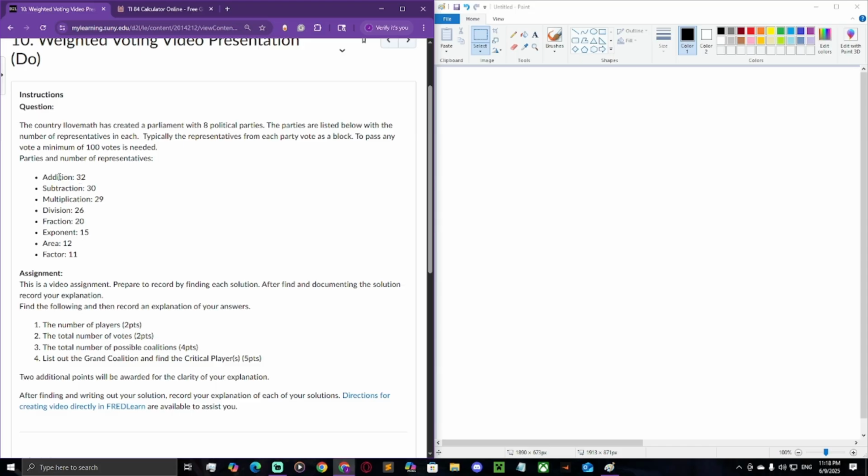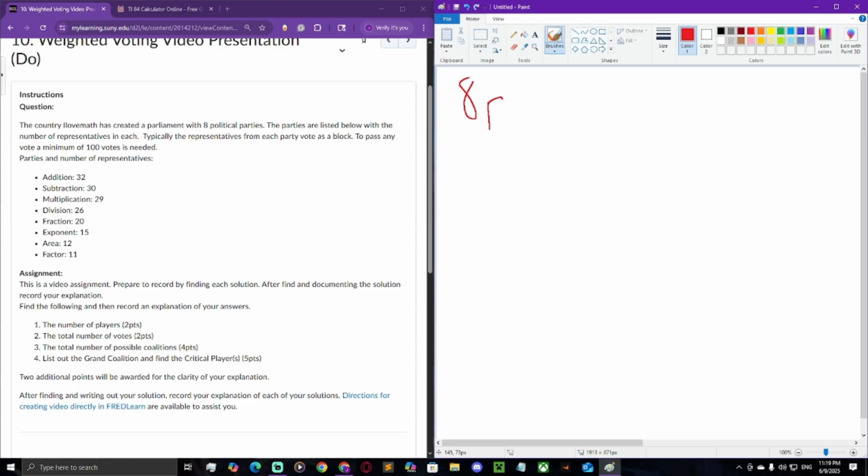So in this, each party is considered a player. The question already told us how many we have. We have 8, but let's double check. We have addition 1, 2, 3, 4, 5, 6, 7, 8. So we're going to do that in red. We have 8 players. That answers question 1.